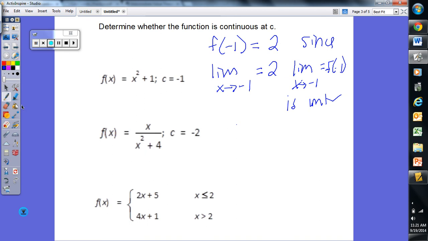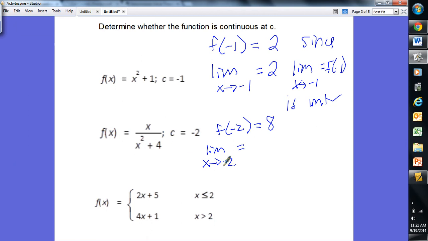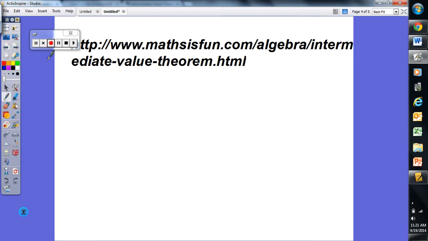Okay, the next one, f of -2 equals... Negative 2 squared is 4. 4 plus 4 is 8. The limit as x approaches negative 2. Well, we can just use direct substitution here because it is defined at negative 2.